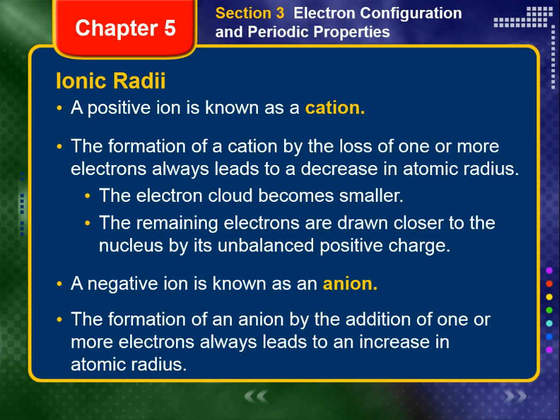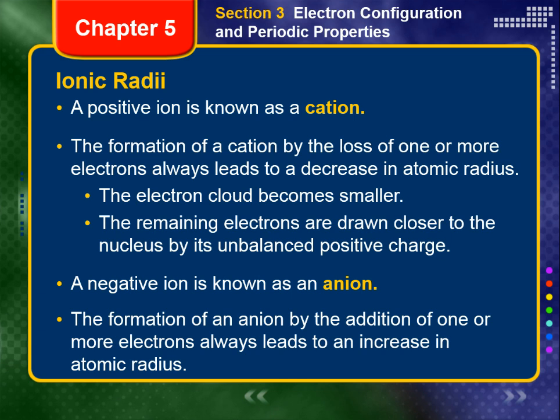Ionic radii. Figure 5-19, shown on page 149 of your text, or the next slide, shows the radii of some of the most common ions of the elements. Positive and negative ions have specific names. A positive ion is known as a cation. The formation of a cation by the loss of one or more electrons always leads to a decrease in the atomic radius, because the removal of the highest energy electrons results in a smaller electron cloud. Also, the remaining electrons are drawn closer to the nucleus by an unbalanced positive charge.